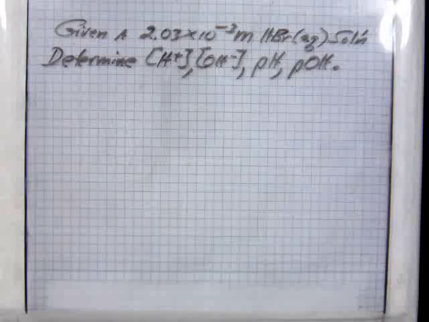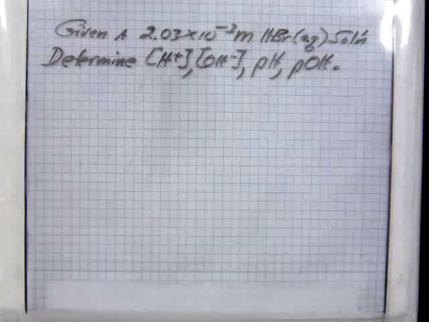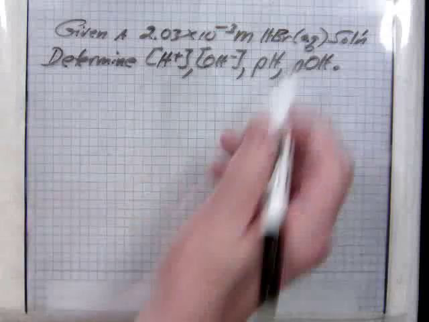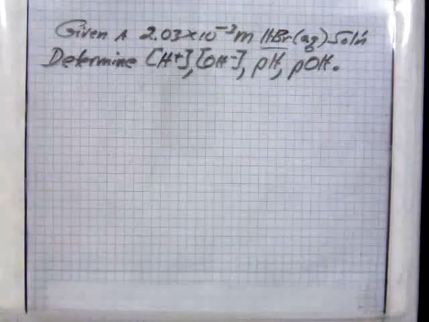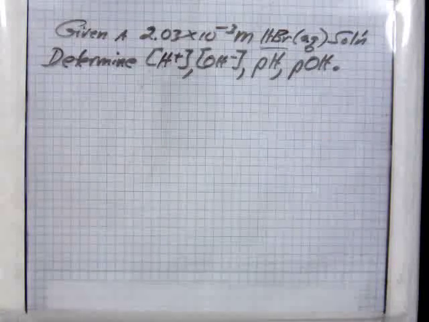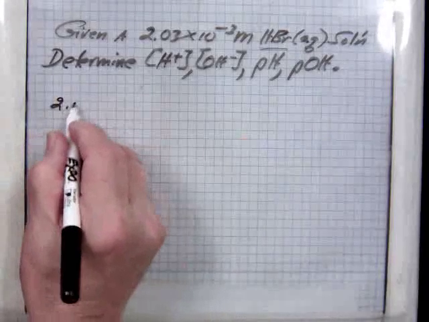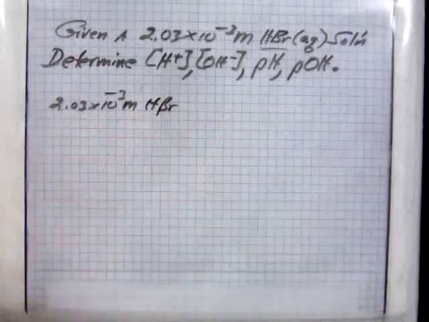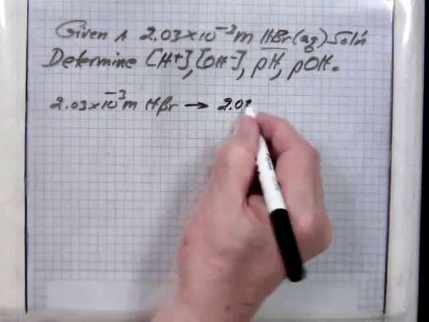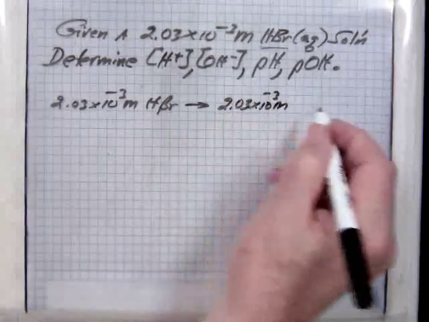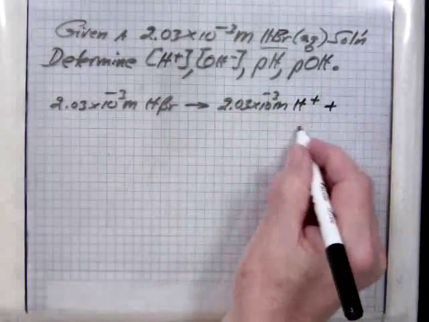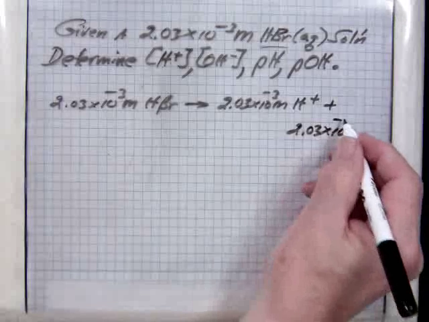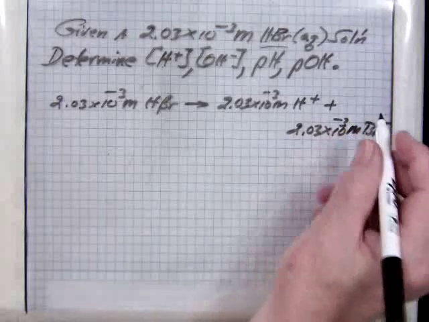So what do we do first? One is examine the acid that you have in the problem and determine if it's a strong acid or weak acid. Well, we haven't dealt with any weak acids so far, so you should recognize now that that is a strong acid, which means you should say 100% ionization. So if we have a 2.03 times 10 to the minus 3 molar HBr, then it's going to deliver 2.03 times 10 to the minus 3 molar in hydronium ions plus 2.03 times 10 to the minus 3 molar in bromides.